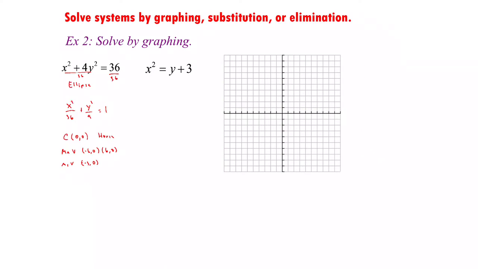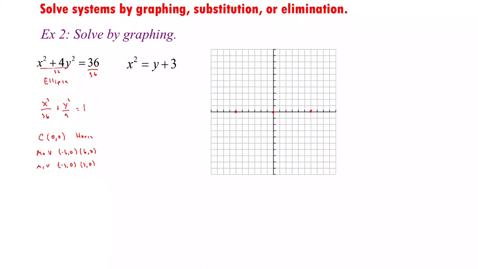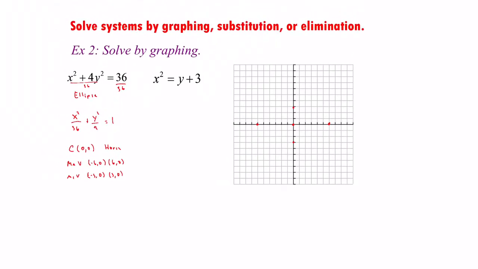By 3, so negative 3, 0, and 3, 0. And because I'm just looking to solve the system, I don't need to find really anything else. I just want to make sure that I can graph it. So we'll go to positive 6, 0, negative 6, 0, and then 0, negative 3, and 0, positive 3. And then we'll go ahead and graph that the best we can here.